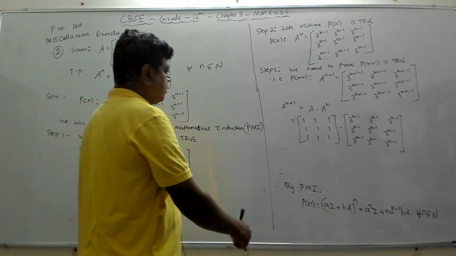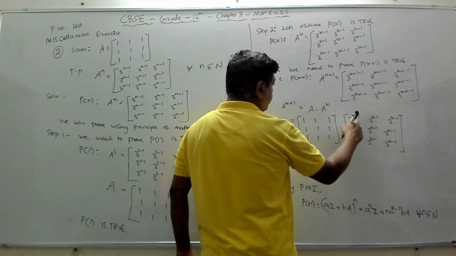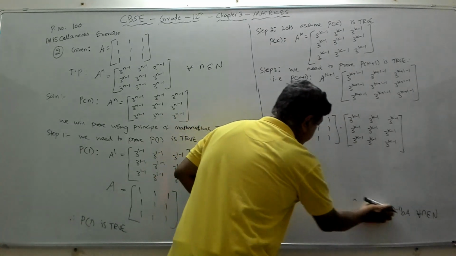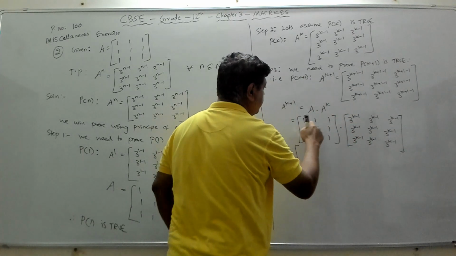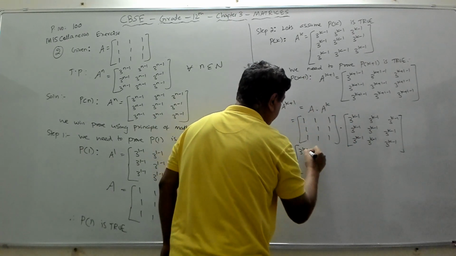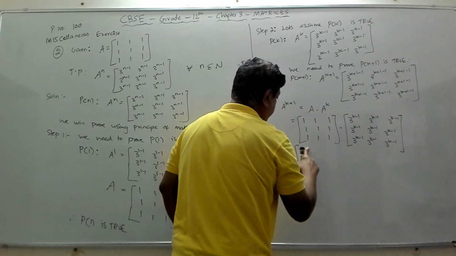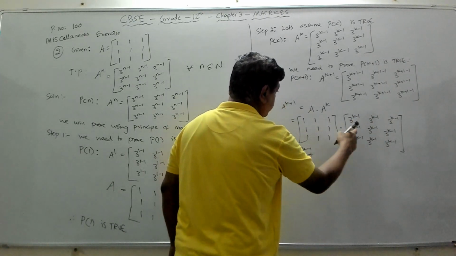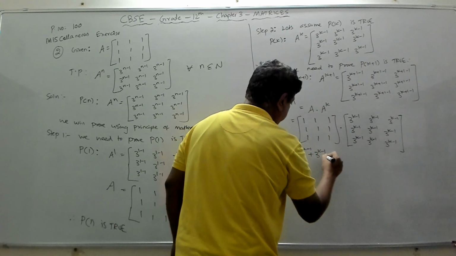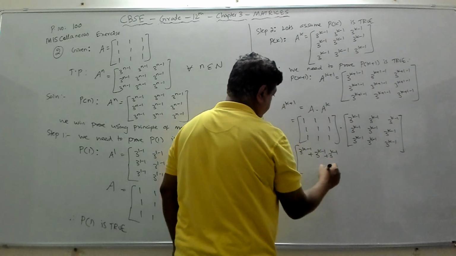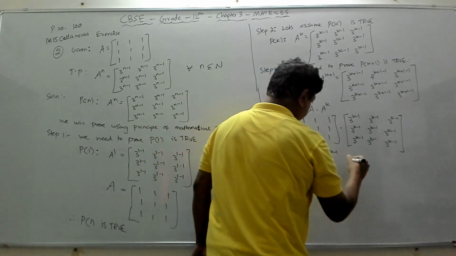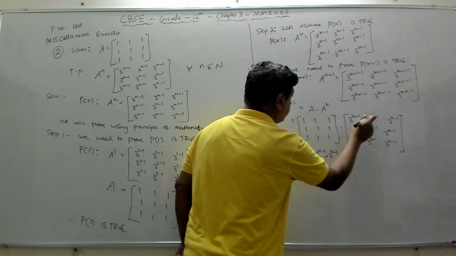Now let's multiply. So 1 into 3 power k plus 1 is 3 power k plus 1. So 1 into this, which is 3 power k minus 1, plus 1 into 3 power k minus 1, plus 3 power k minus 1. So this into this plus this into this plus this into this. Usual matrix multiplication.